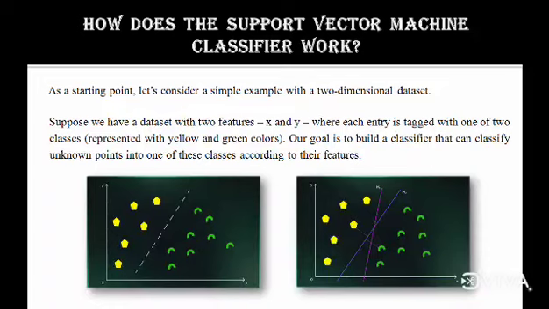The best possible line that we can draw from the data in the training set is the one that has the greatest distance to the boundary points of each class. In our example, it is H2. Then we can use this line to classify points into each of these classes. The points that fall on the yellow side of the line will be classified as yellow. The points that fall on the green side will be classified as green.